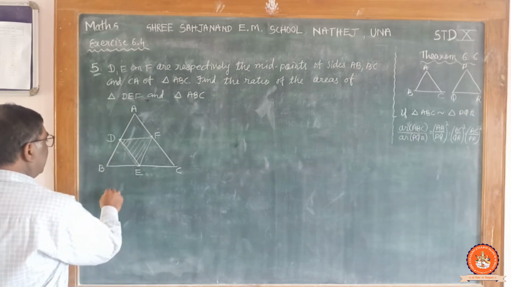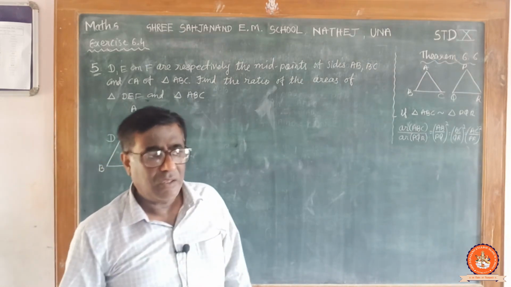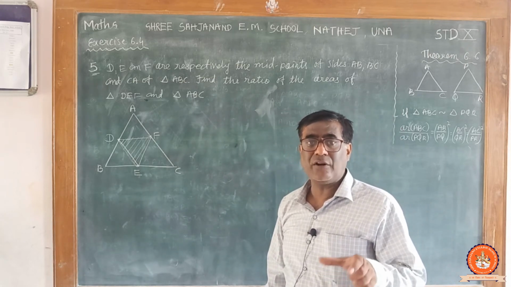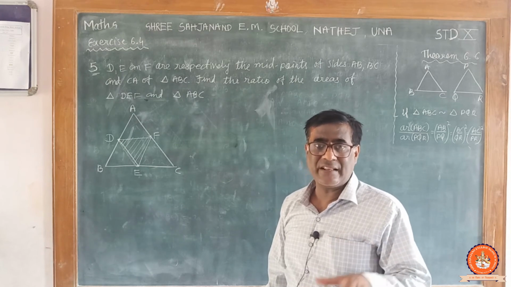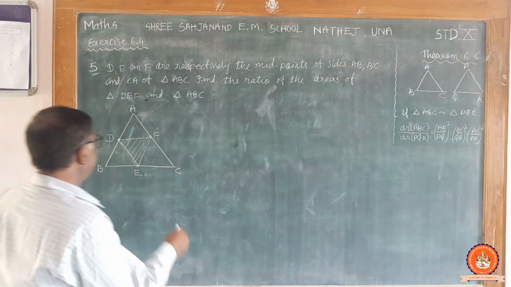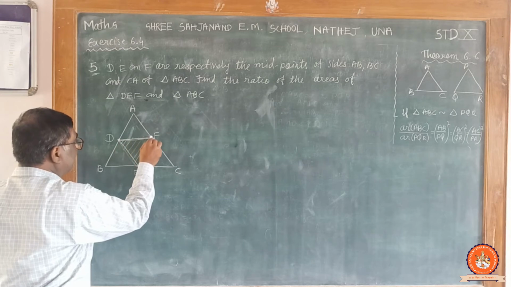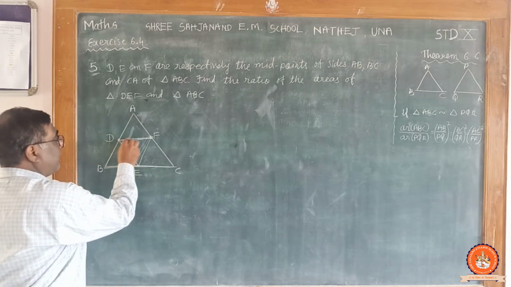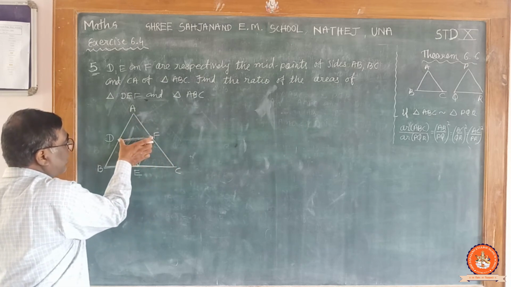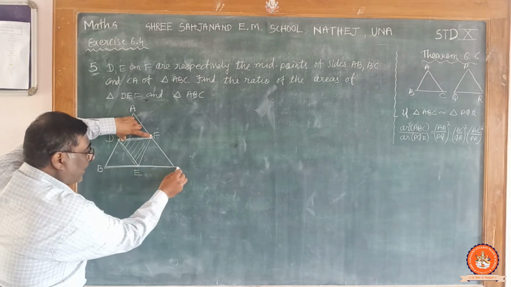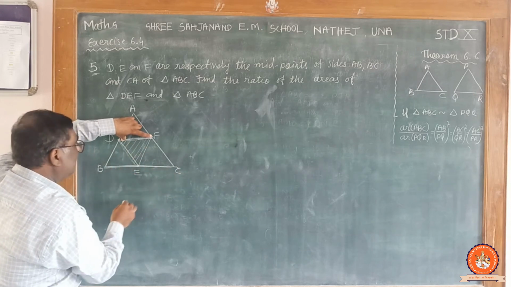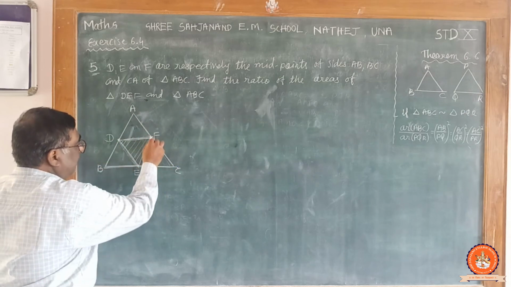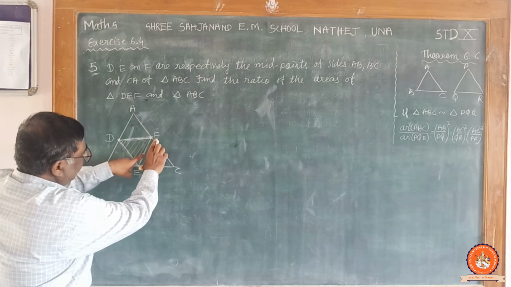Now you know that in the earlier standard, standard 9, we came across one theorem that the side joining the midpoints of two sides of a triangle is parallel to the third side and has half the length of the third side. The line segment joining the midpoints of any two sides of a triangle is parallel to the third side and is half of it. So DF is the line segment joining the midpoints of AB and AC, so it will be parallel to the third side BC and half of BC. Similarly DE, the third side will be AC, so DE will be half of AC. And similarly EF is parallel to AC and EF is half of AC.